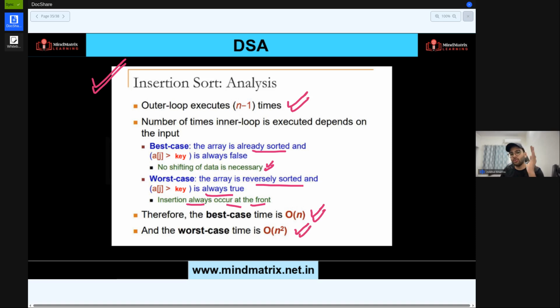And for worst case, it is going to be order of n square, because swapping, that is shifting of elements, will be done and insertion will be done at the front every time in every iteration. So it is going to be order of n square.